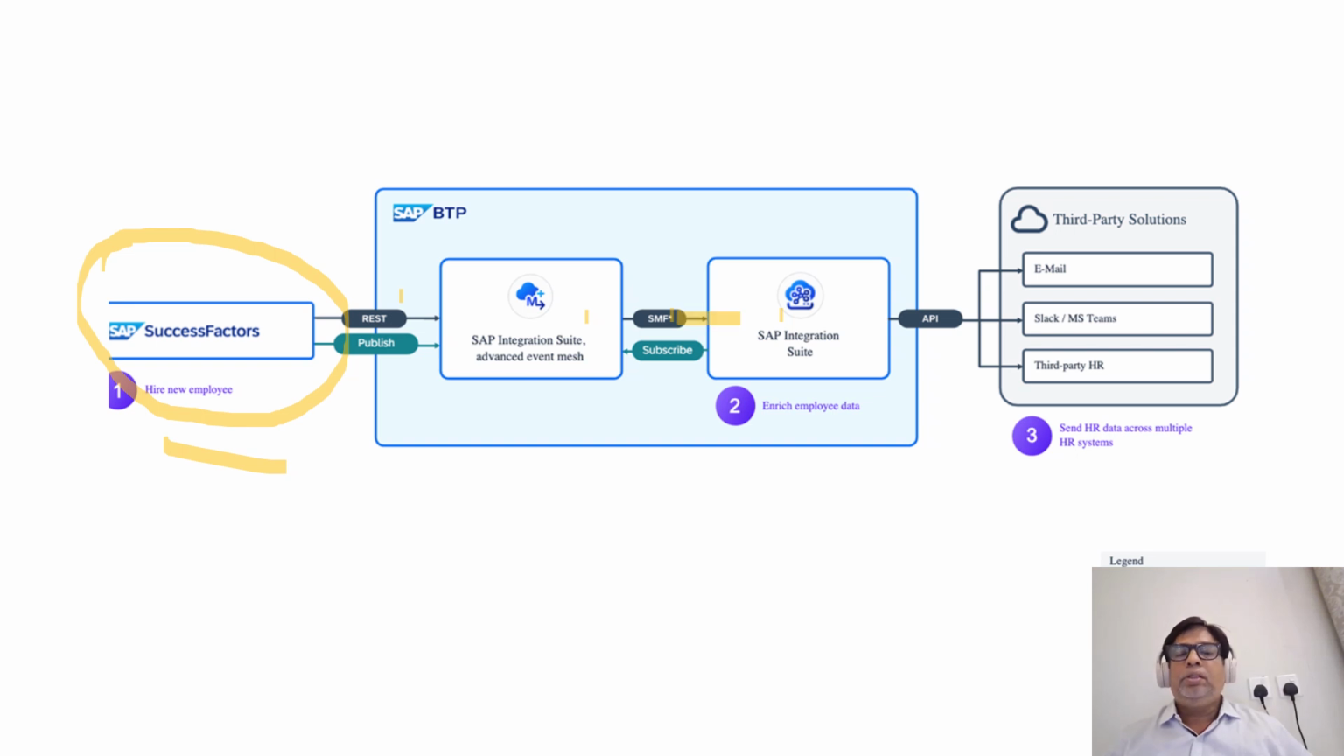Once this is sent to the Integration Suite, it will be picked up by the corresponding API. The API will send the particular data to email, a third party, or it may be Slack or MS Teams, or it may be the third-party HR mail. These are the three, and all of this works as EDA. So this is the scenario of the case study.